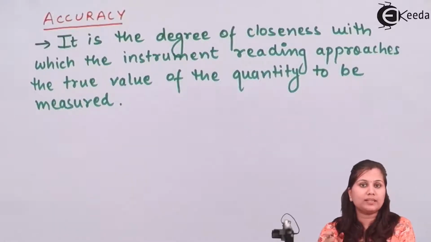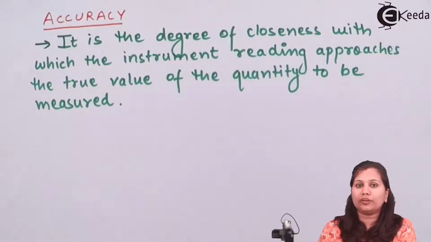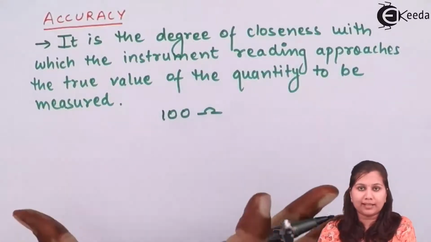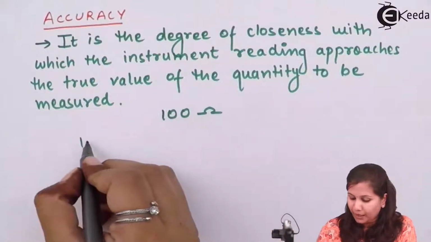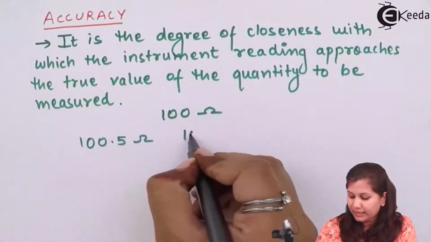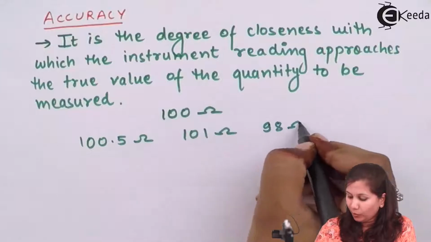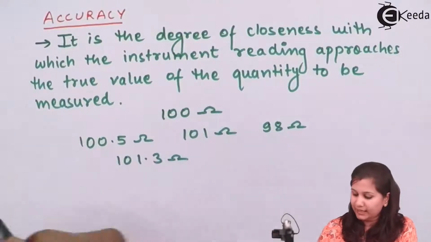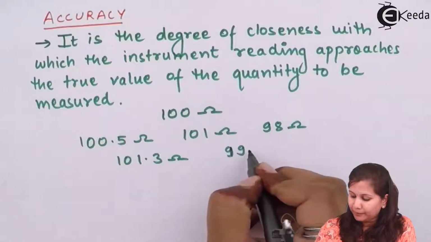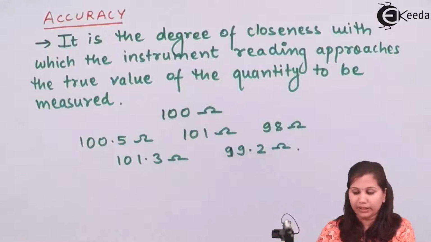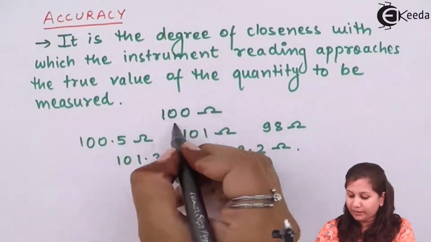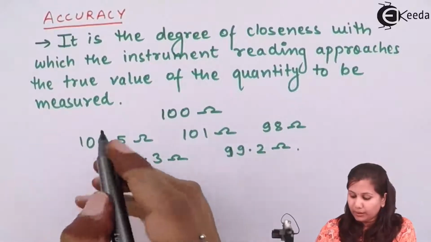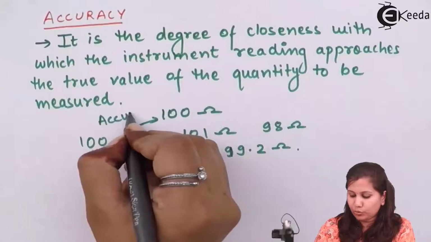So how close the value which we are measuring is to the true value. The true value is 100 ohms, and five persons are doing the measurements and getting different values: 100.5 ohms, one is getting 101 ohms, the other person is getting 98 ohms, one is getting 101.3 ohms, and the other person is getting 99.2 ohms. Okay, so these are the five readings. Now the true value is 100 ohms, and the value which is very close to it is 100.5 ohms. So this reading is more accurate as compared to other readings.